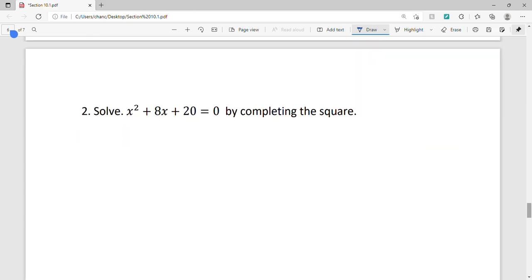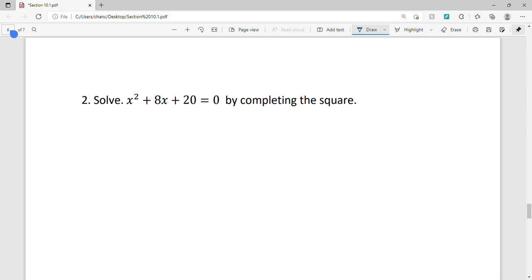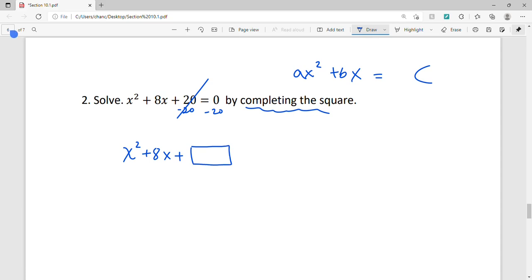Let's try question 2. Again, for question 2, it might be possible to factor, but we're trying to practice using completing the square because it is a new strategy. So let's try it here. I want to subtract that 20 from both sides. Again, I want it to be rewritten in this form where it's equal to c. And so now we are rewriting it in that form, leaving ourselves some space so we can complete the square.